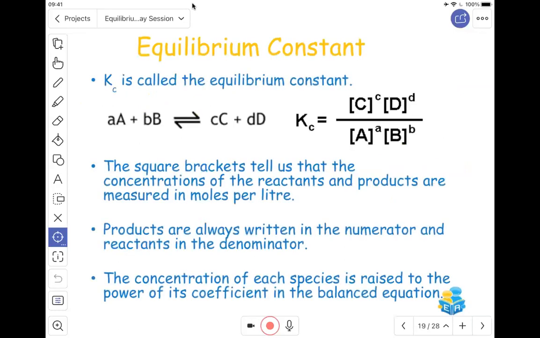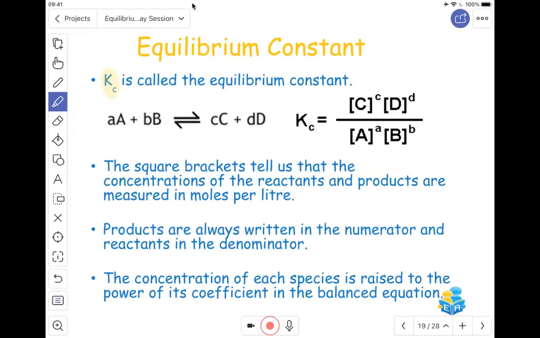So let's move to equilibrium constant. This is what we want to work with today. These are the calculations that we're going to go through. So equilibrium constant, the first thing is equilibrium constant takes the symbol Kc. So you may see that on an exam, calculate the Kc value. Kc just basically means equilibrium constant.